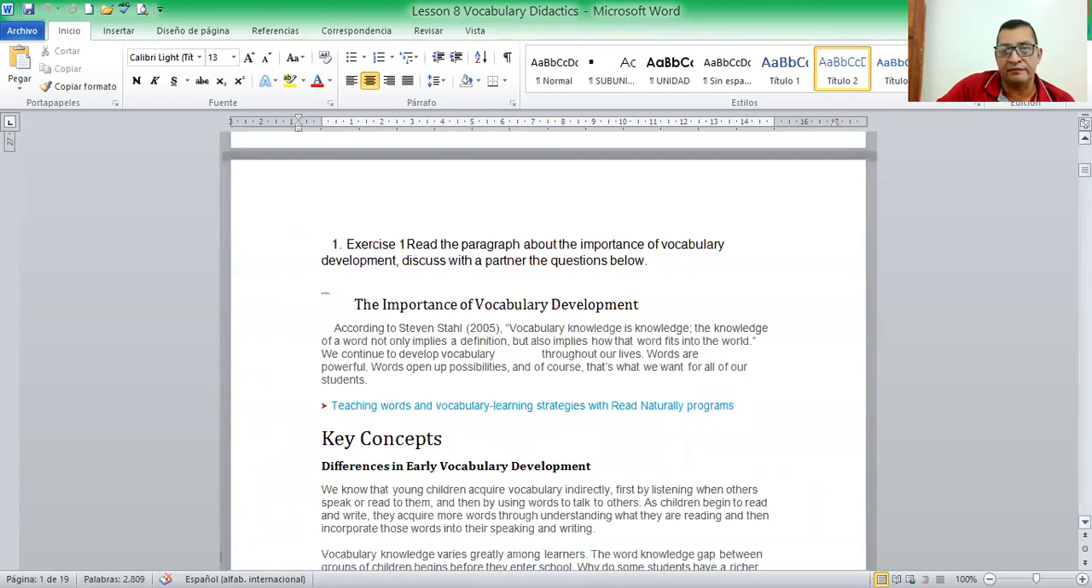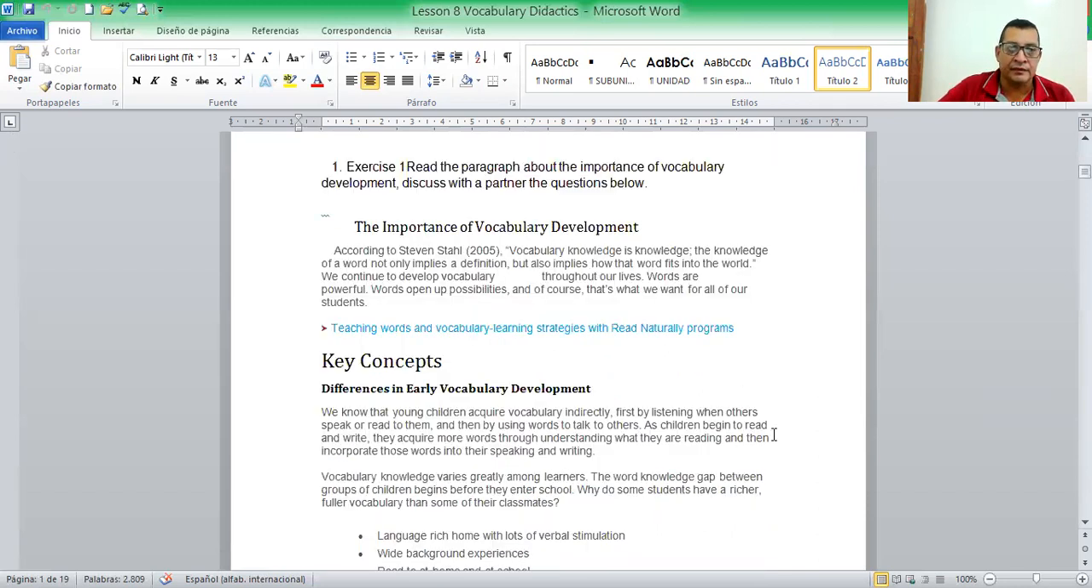It's a paragraph about the importance of vocabulary development. Discuss with a partner the question below. The importance of vocabulary development. You need to read all of these aspects of the reading in order to comprehend. Remember that if you are reading something, you need to identify key vocabulary, get some word that you don't know the meaning of and try to guess the meaning by context, and also try to identify some connector or some word that you don't know, and you try to comprehend it all.